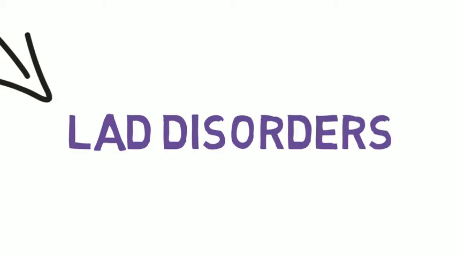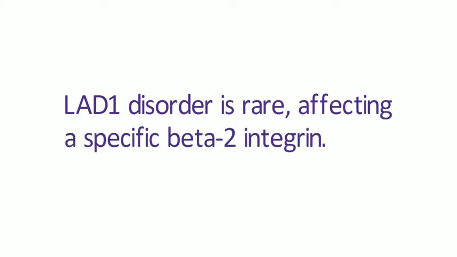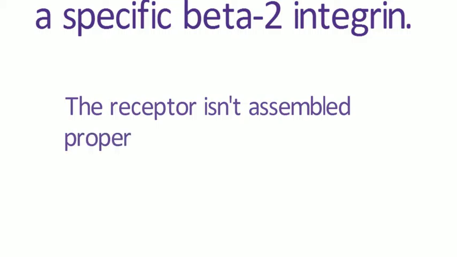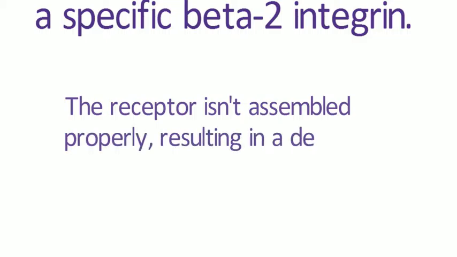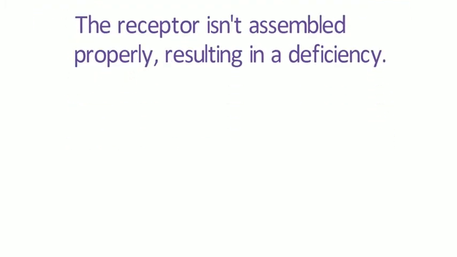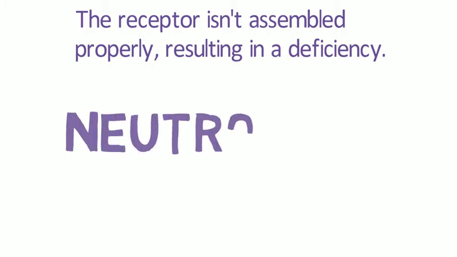Mutations in the genes associated with integrins and selectins can lead to leukocyte adhesion deficiency disorders, abbreviated to LAD. As an example, LAD1 disorder is rare, which can affect a specific beta-2 integrin. As the receptor isn't assembled properly, it means that neutrophils can't bind to or move through the endothelial cells. The result of this is that individuals with this disorder have recurrent bacterial infections, which can be fatal.